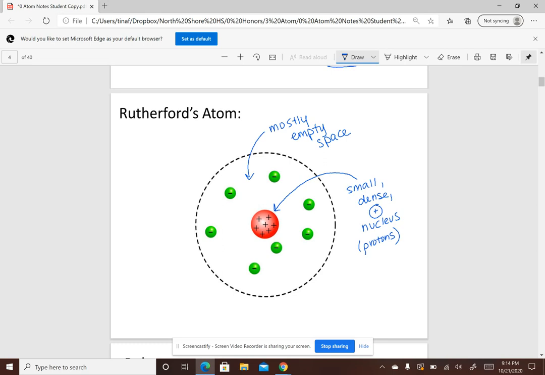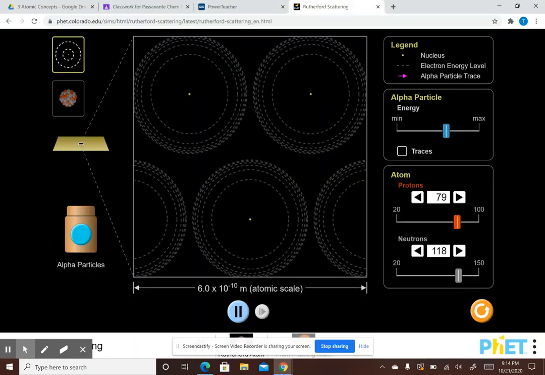So I have a little simulation for you to look at. Okay, so in this simulation, these little tiny dots are the nucleus of the gold atoms, and the dotted circles around them, those are showing like our electrons where they're orbiting. And I'm going to turn on my alpha particles. And I just want you guys to watch this for a couple seconds. So notice what my alpha particles do when they get near the nucleus. They reflect. They deflect, I should say.